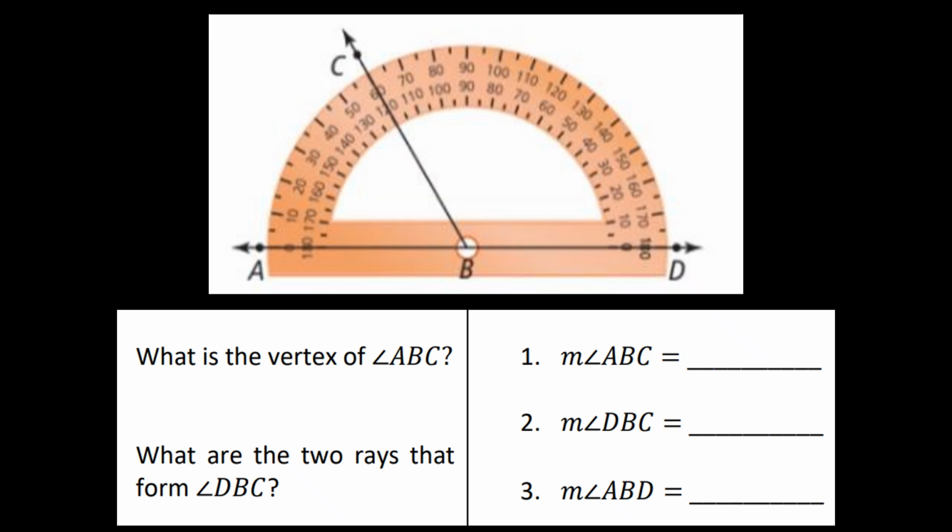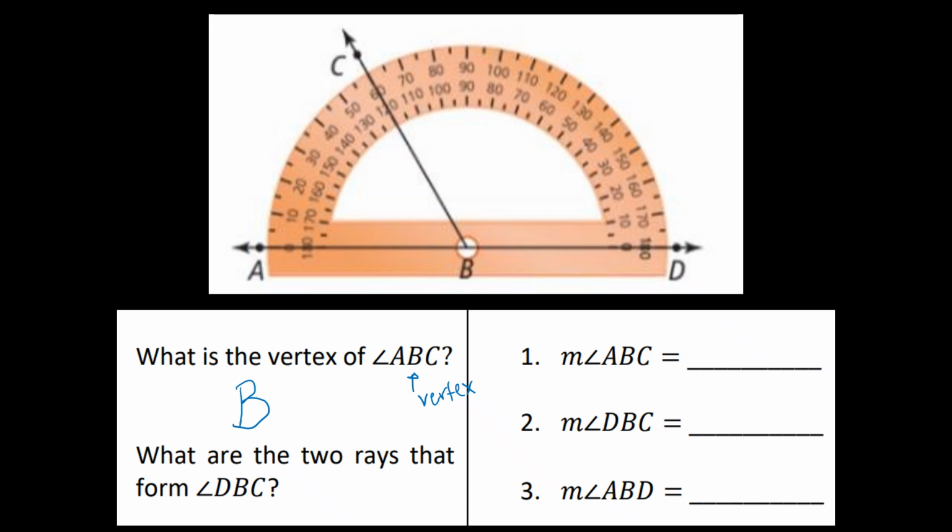A tool for measuring angles is a protractor. A protractor is a tool that measures how open our angles are. So our first question, what is the vertex of ABC? Remember, the vertex is in the middle. So the vertex of ABC is B. That's the elbow or the hinge of that angle.